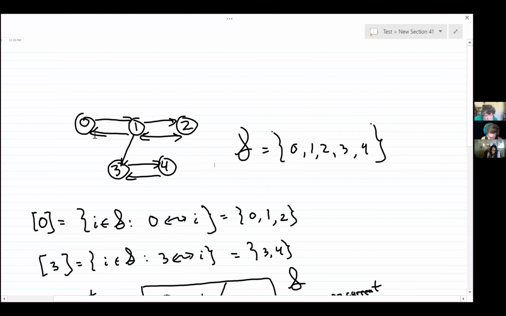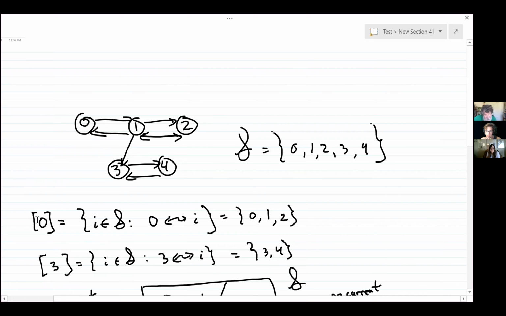0 communicates with itself because that's automatic, that's the reflexive property. But it also communicates with 1 and 2. There's a path going from 0 to 2 with positive probability and a path back, and the same for 0 and 1. So these 3 states communicate with each other, and so they're in the same equivalence class. However, the state 3 only communicates with 4. It doesn't communicate with any of these 3 states because you can get from any of these 3 states to 3, but you can't get from 3 back to them. So the only states that 3 communicates with are 3 and 4.